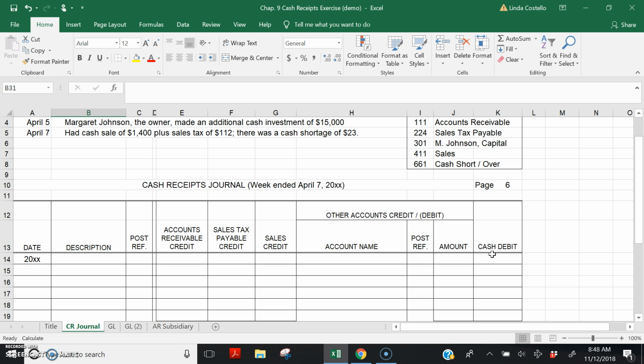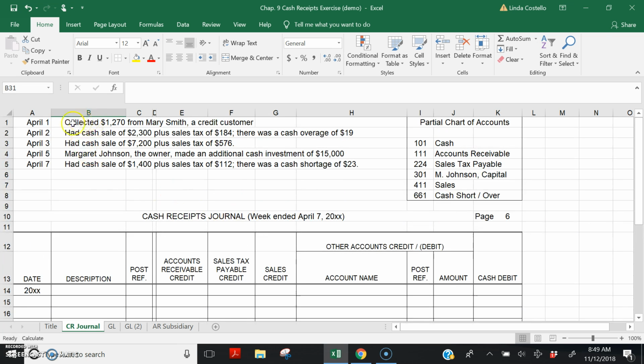Receipts of cash from other types of transactions would be recorded in the Other Accounts Credit Debit columns. When using these columns, a credit would be recorded as positive in the amount column, while a debit would be recorded as a negative number and shown in brackets in the amount column. Let's practice.